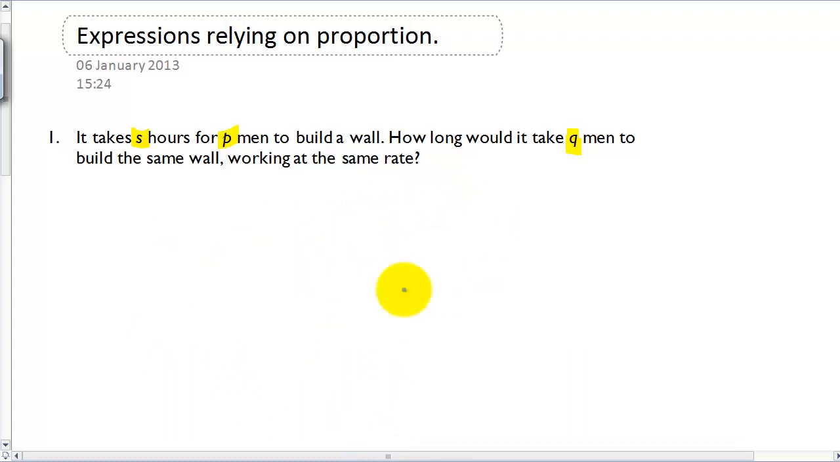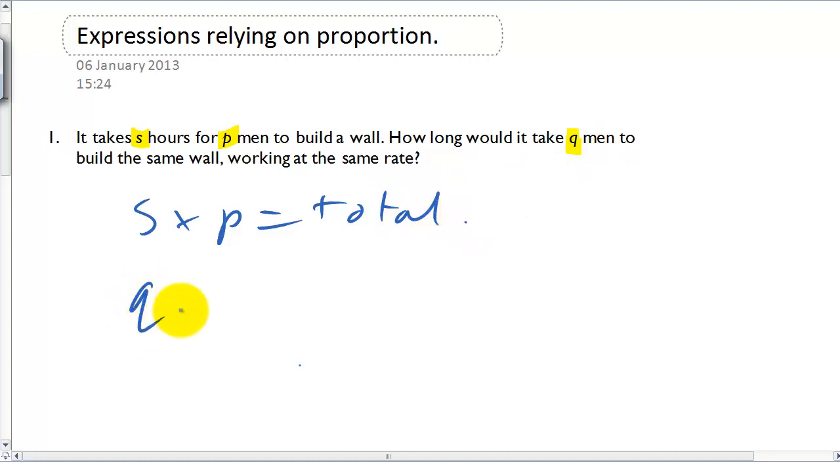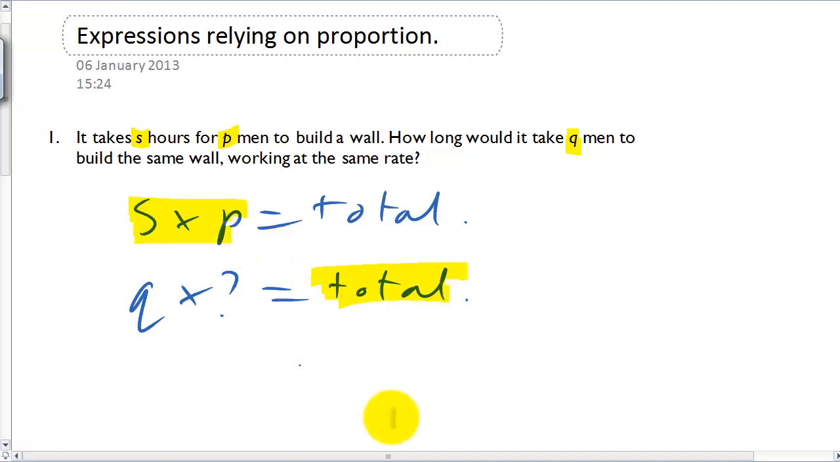So let's look at this problem where we don't actually have any numbers. So we've got S hours for P men to build the wall. So S times P gives you the total time they took. And we've now got Q men taking a time we don't know to make that total. But we know that the total here is equal to S times P. So what we can do is we can just take SP and substitute it in for the total. So Q times the time it takes for those Q will equal S times P.